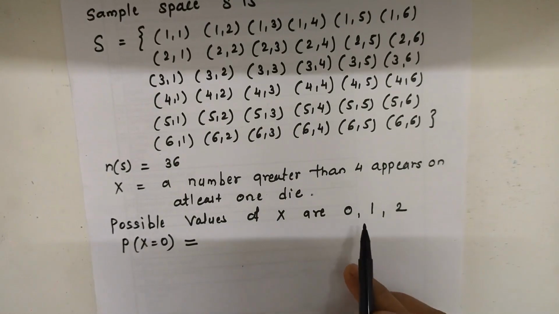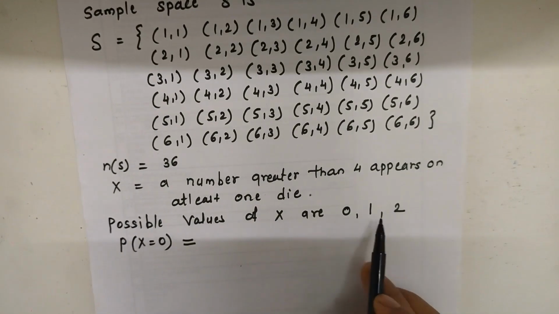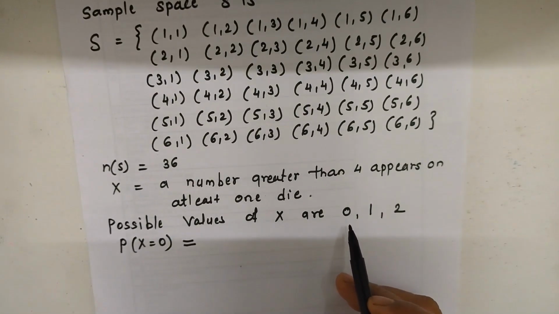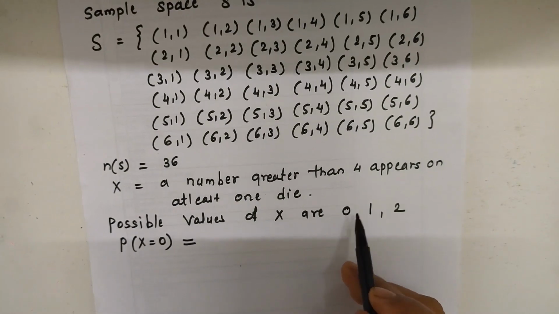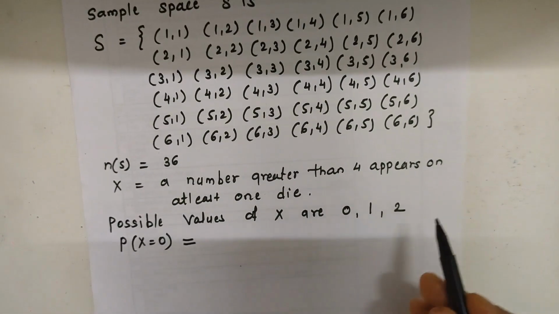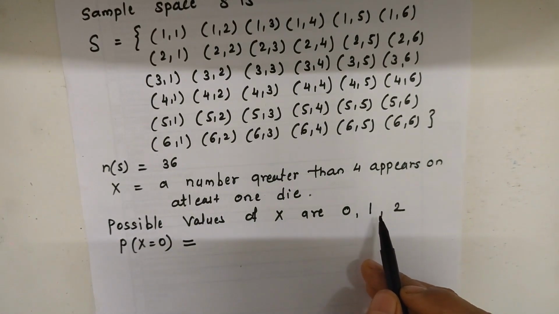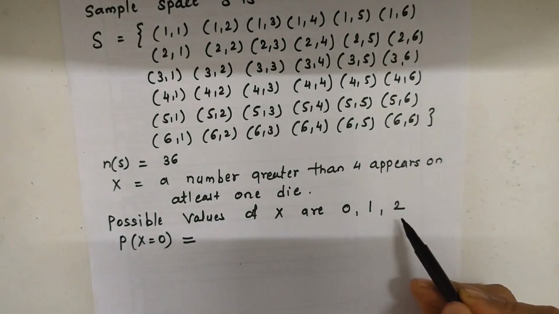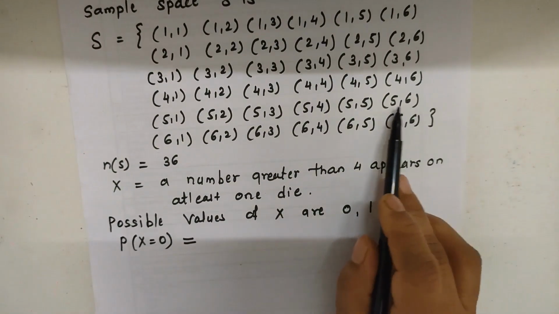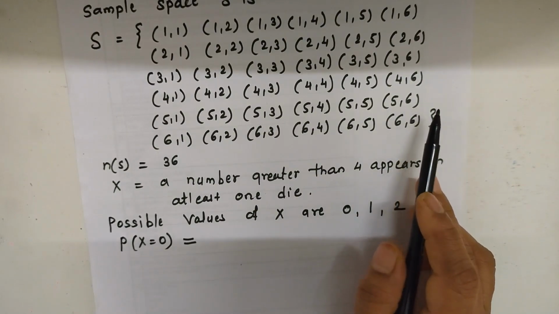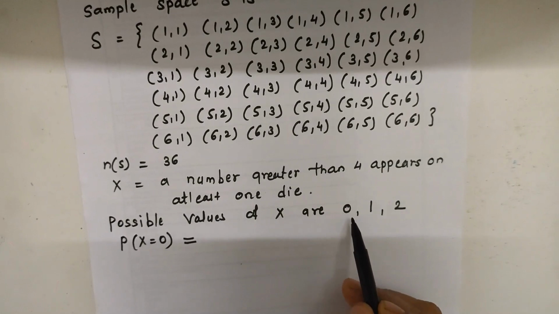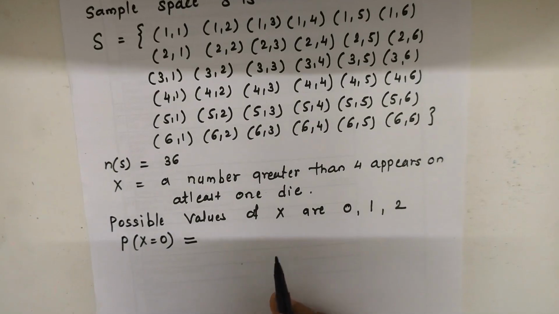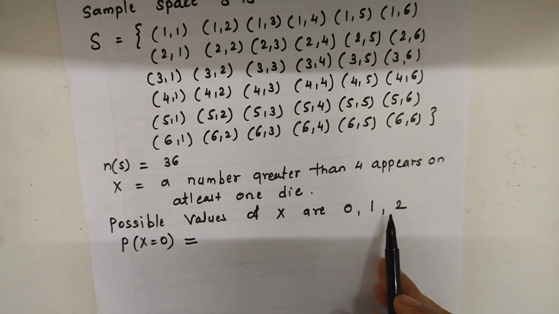There are three possible values of X: 0, 1, 2. 0 means both the dice don't show a number greater than 4. 1 means any one die shows a number greater than 4, and 2 means both the dice show a number greater than 4. So the possible values of X are 0, 1 and 2, and we have to find the probability distribution for these values of the random variable X.